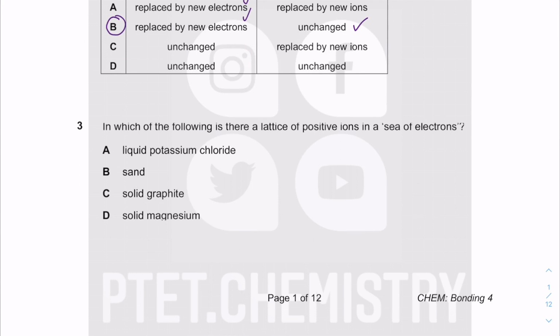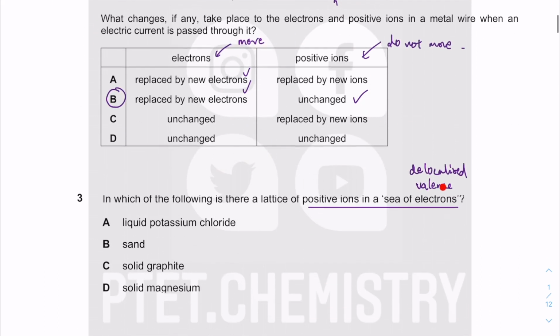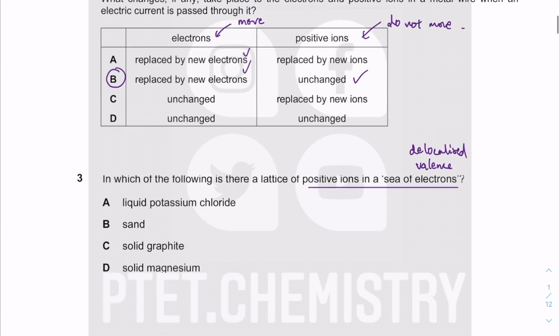Question 3. This is very direct. In which of the following is there a lattice of positive ions in a sea of delocalized valence electrons? Again, I would advise you to actually use "sea of delocalized valence electrons," because it's just a matter of standard. Just because textbooks always say it like that, you should always remember that it's the valence electrons that get delocalized, they get attracted to the positive ions. We are looking for metal. This is metallic structure. This is metallic bonding. So that is describing a giant metallic structure where the bonding is metallic bonding.